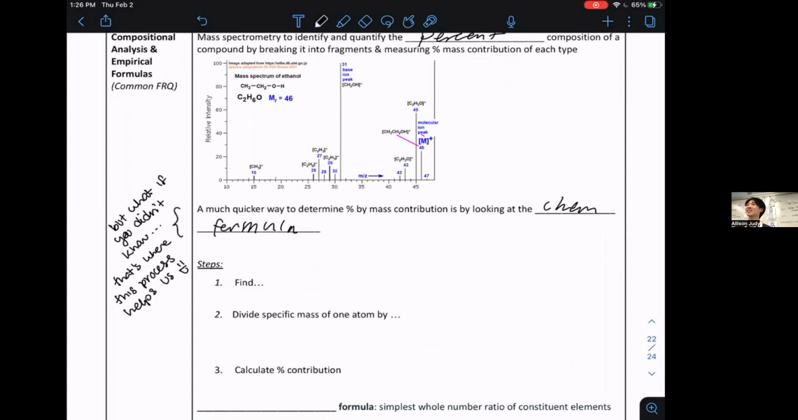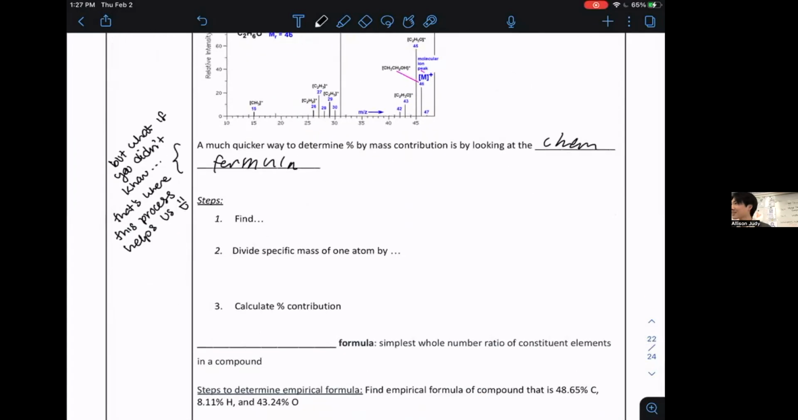Yeah, we learned about it being used for isotopes, but now we're using it for compounds or fragments of compounds. Basically you run a compound through it and it separates it and tells you how much percent of each thing is in the overall thing.